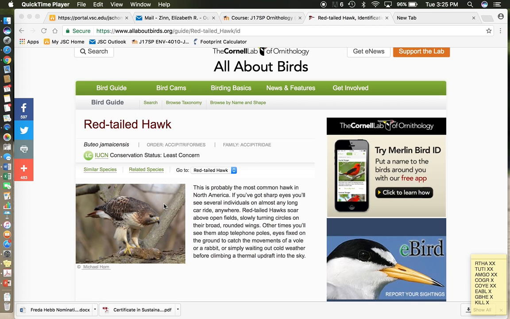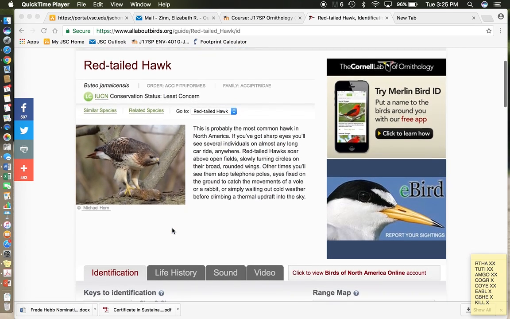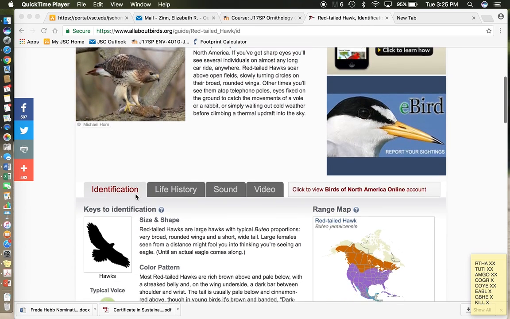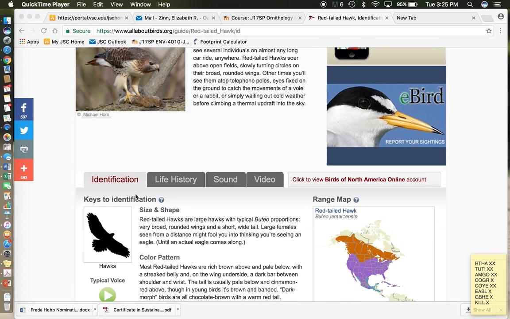Okay, we start with red-tailed hawk. So this is, I think, our first hawk. Red-tails are the most common hawk in North America. You see them all over the place. Often when you see a hawk sort of circling over a field by the road, it's probably a red-tail.